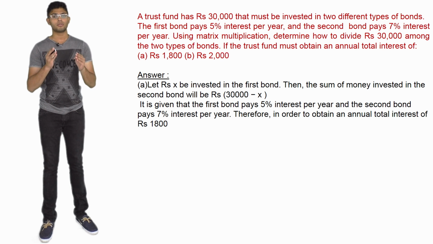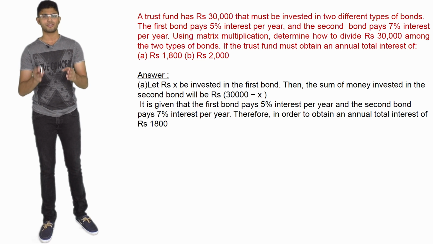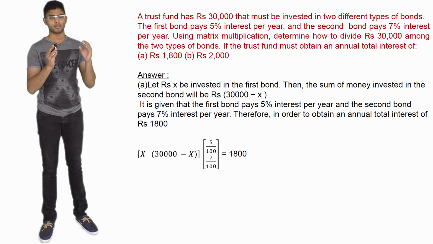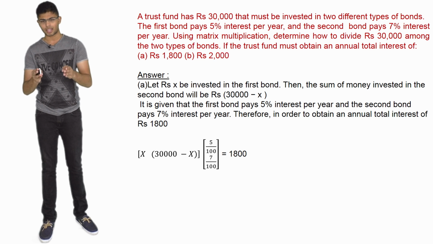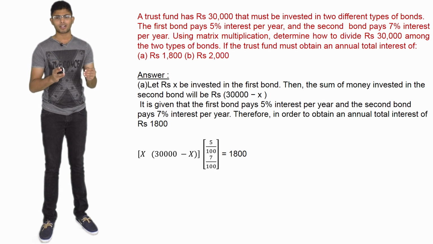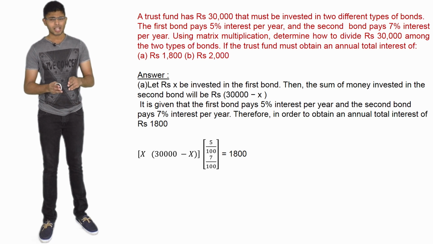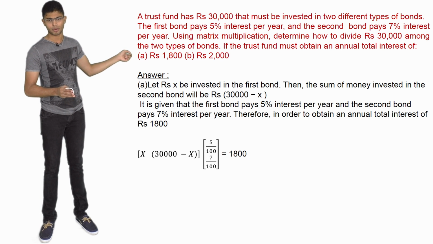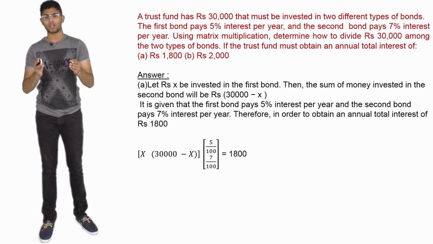Now we're going to form two matrices because they've asked us to use matrix multiplication to find the answer. We're first going to make one matrix out of just the bonds. The first matrix is going to have x and 30,000 minus x as its elements, and the second matrix is going to have 5 by 100 and 7 by 100, which are basically your interest percentages. As you can see over here, we've made the first one a 1 into 2 matrix and the second one a 2 into 1 matrix, so that we can multiply these two matrices. Now we've equated this to 1,800.